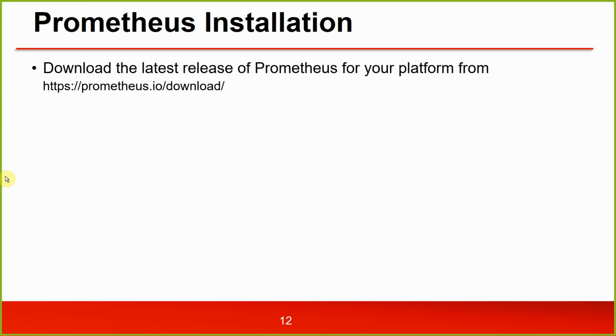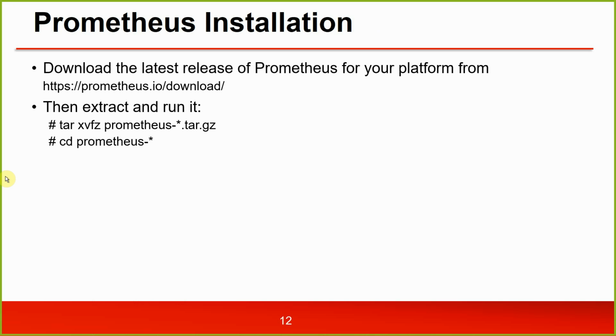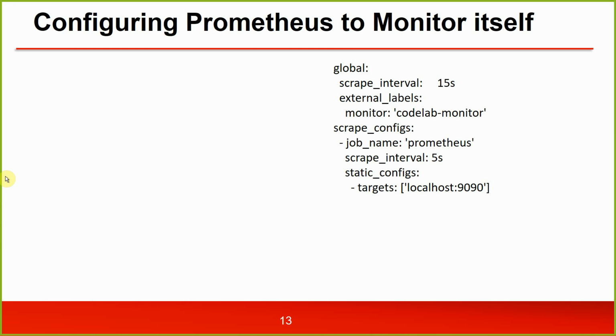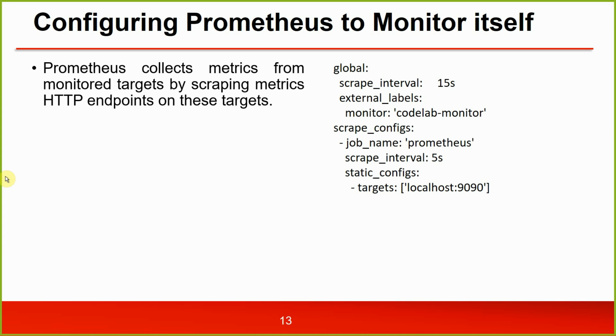Download the latest release of Prometheus for your platform from this location, which we have done, extract the file, go to the directory and configure this prometheus.yml file. Configuring Prometheus to monitor itself. Prometheus collects metrics from monitored targets by scraping metrics HTTP endpoints on these targets.